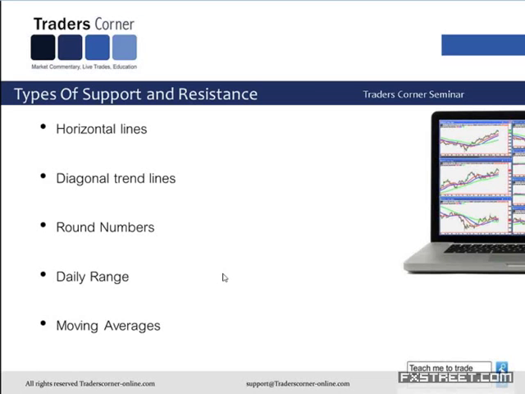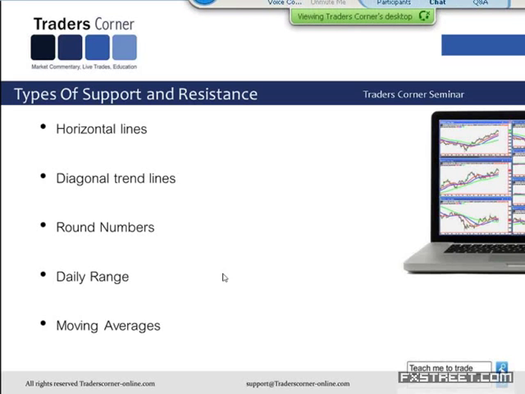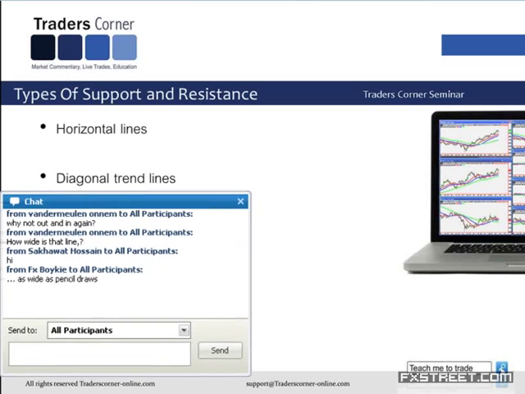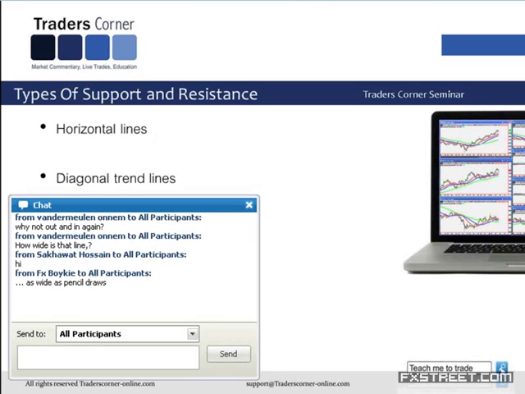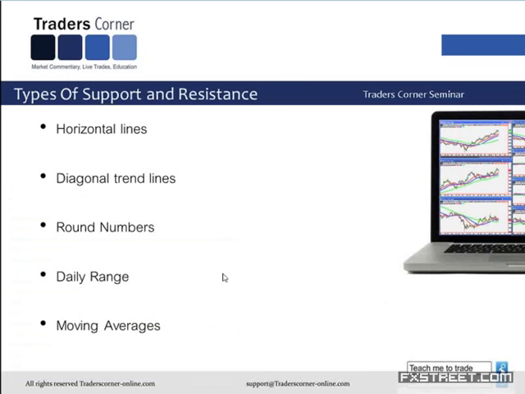You've also got the daily range. Now, the daily range is the market's. Ultimately, every different instrument has its own characteristics, and one of those characteristics is how far it can generally move on average in a day. So if you were to look at something like the euro before Christmas, it was moving on average about 60 pips a day.